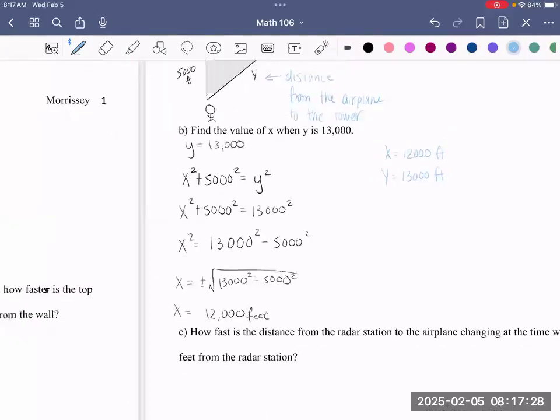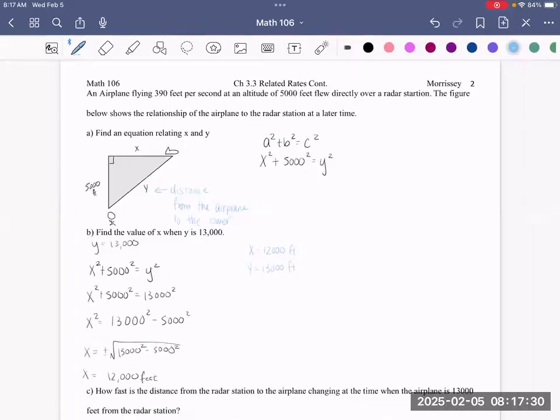Now, what else did we get? So at the very beginning, look at the very first sentence. It says an airplane is flying 390 feet per second at an altitude of 5,000. So is that going to be dx dt or dy dt? Well, that should be dx dt. This is 390 feet per second. It's changing at that particular rate.